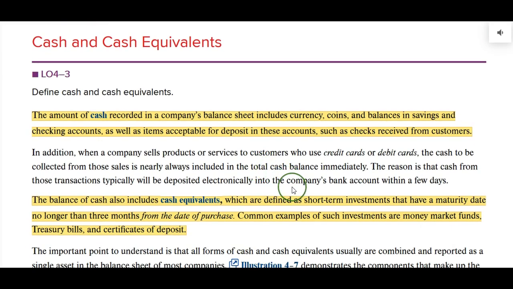What goes in the cash account? We're going to start calling this cash and cash equivalents. At least the large companies do. If you look at an annual report from a company, the first asset listed will be cash and cash equivalents. Now, the amount of cash includes currency, coins, balances in savings and checking accounts, and other items you have for deposit, like checks from customers.